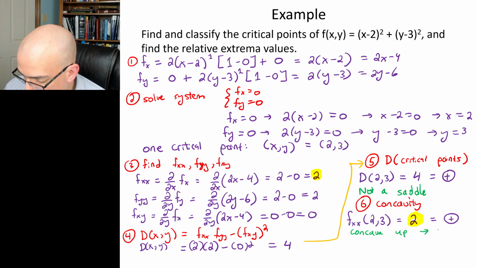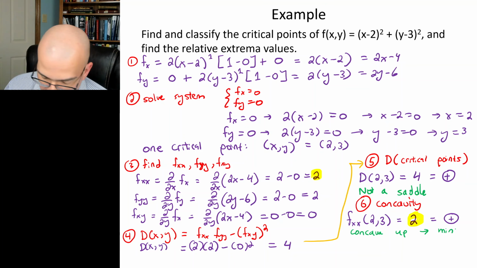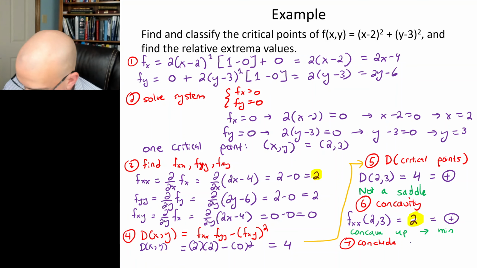That means it's a local min. And now we can make our conclusion. Conclude that there's a min at (2, 3) with f(2, 3) equals 2 minus 2 squared plus 3 minus 3 squared.